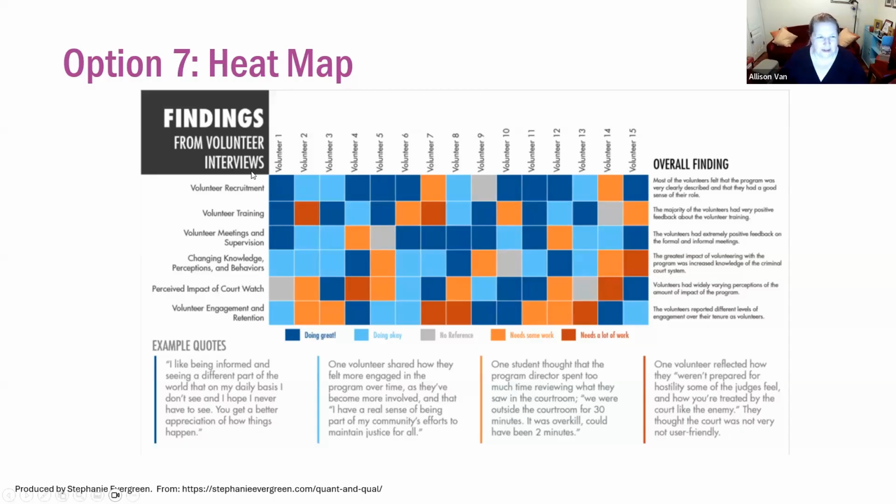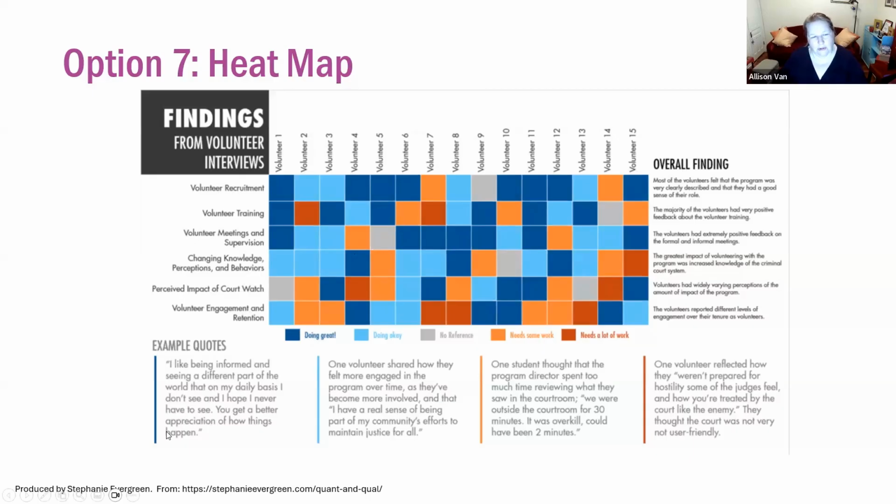And across 15 volunteers, they got input on 6 different dimensions. Here are the overall findings from those 15 interviews. And then they use this color coding of the people who say things are going great.